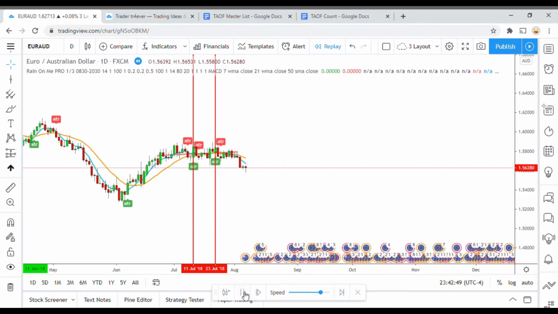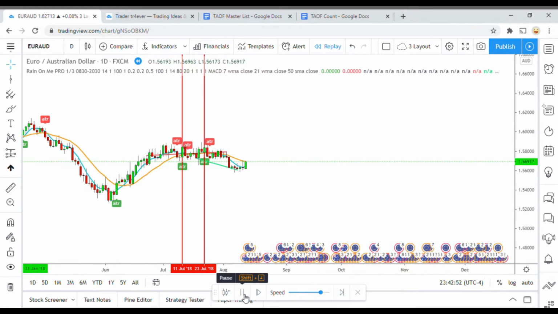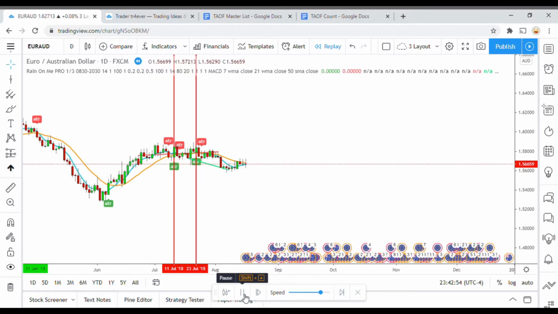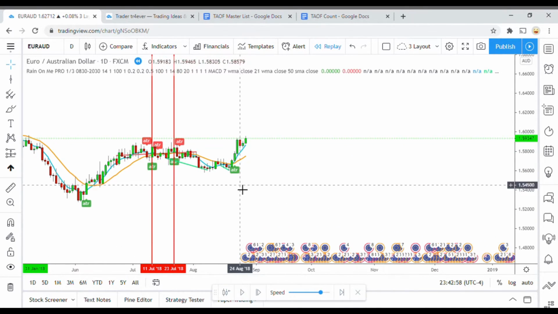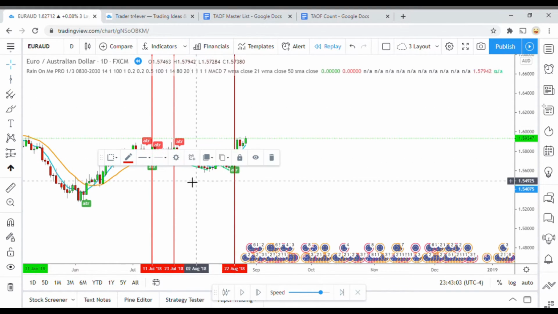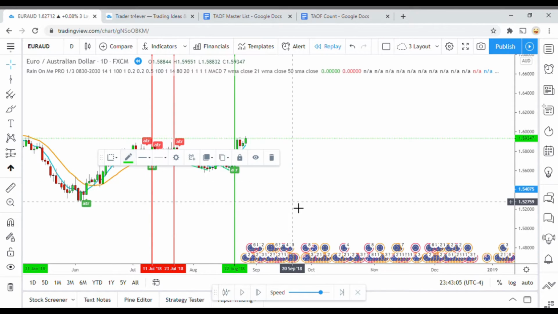Yep, that would have ended up being a losing trade there as well. Alright, moving on here. There we go. We finally got a decent valid trade.